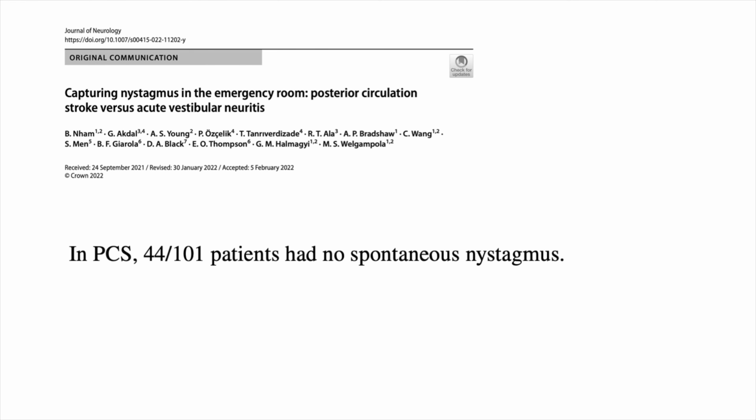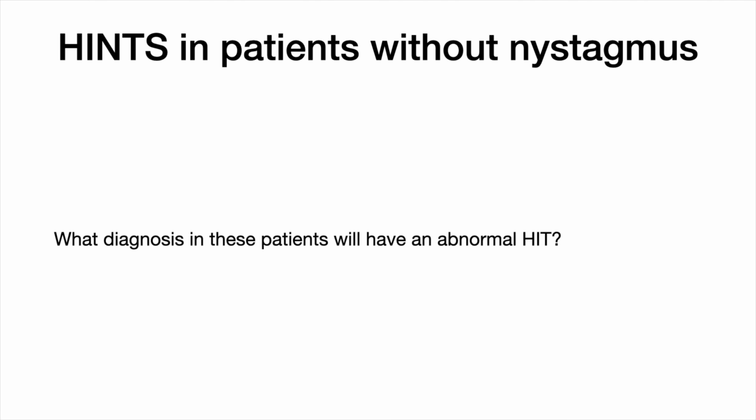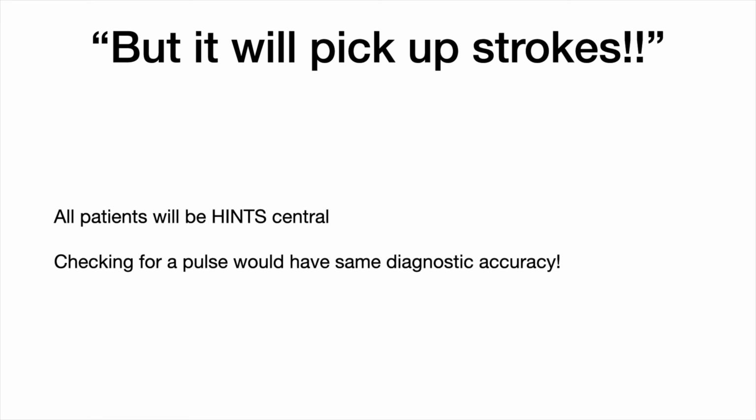At this point, you might be thinking, well, why not do the HINTS exam on them? Find the dizzy strokes. But once again, HINTS can't find any peripheral diagnoses of dizziness in that patient population because patients without nystagmus don't have vestibular neuritis, and therefore they won't have an abnormal head impulse test. And all of these patients will therefore have a normal head impulse test and a false positive HINTS central result.